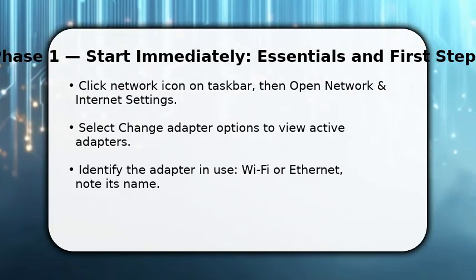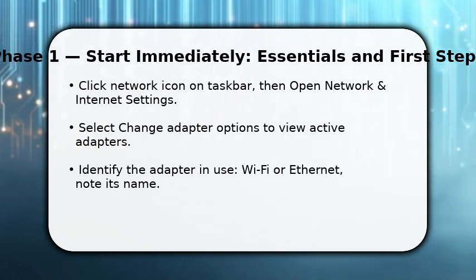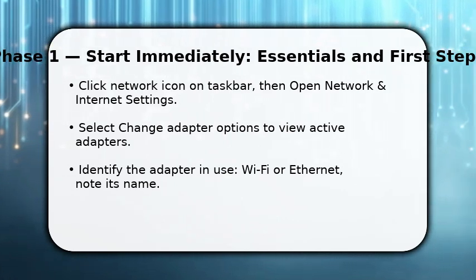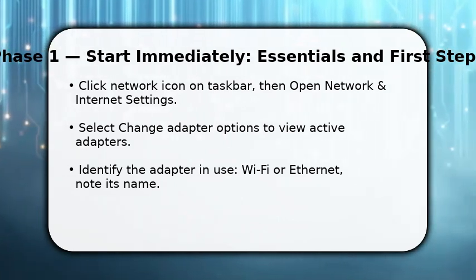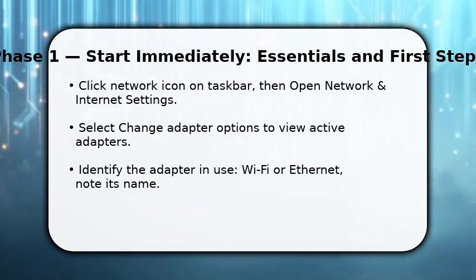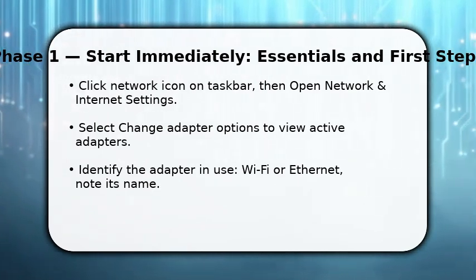You begin by opening Network and Internet Settings. This gets you straight to the adapters you'll change. Once done, click Change Adapter Options to list network interfaces. You need to pick the active one, Wi-Fi or Ethernet. You do this because DNS is set per adapter, so choosing the correct interface ensures the setting applies.